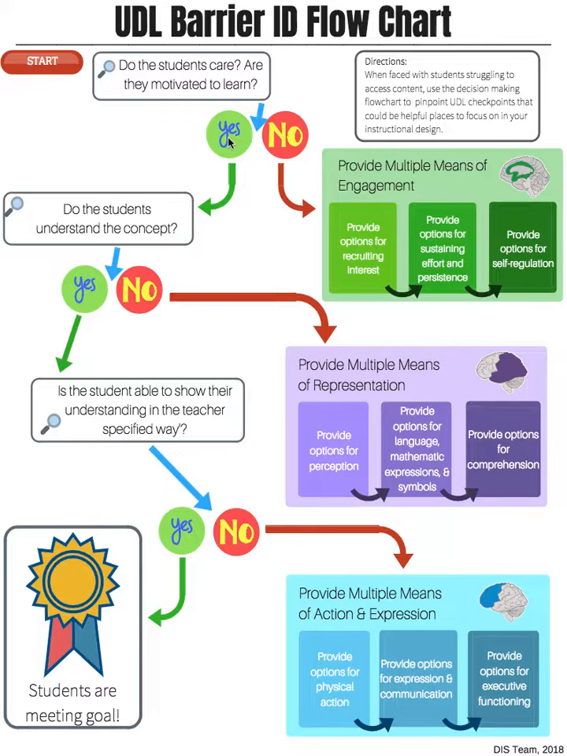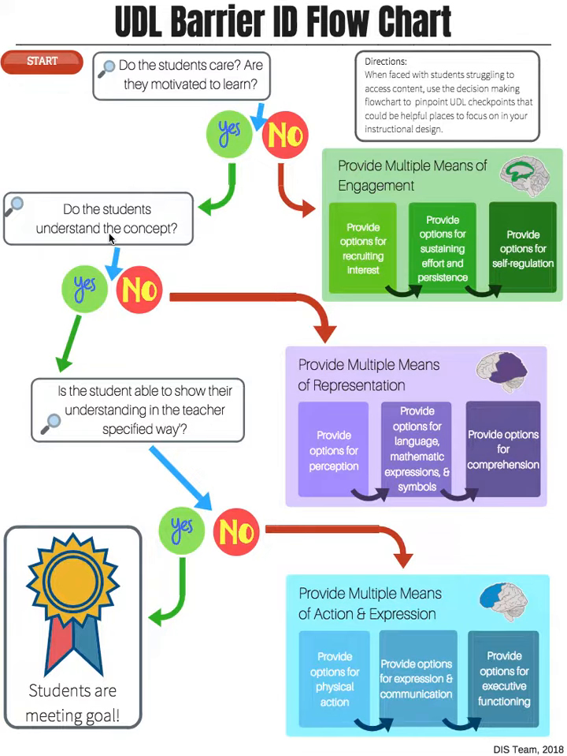So let's say they are engaged. Yes, they're interested in learning. They like this subject. Then you want to jump down to the next question. Do the students understand the concept? Are they getting the key vocabulary? Do they have a good global conceptual understanding of whatever it is you're trying to teach?